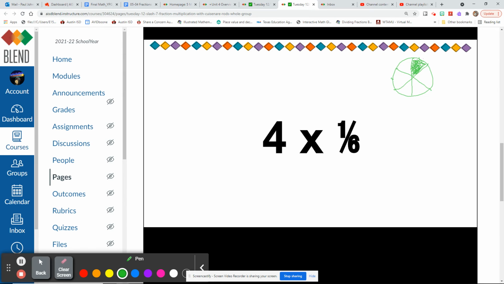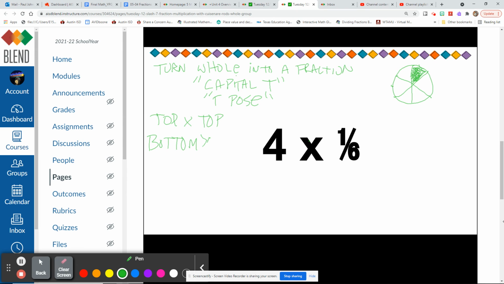All right, I want you to try, first things first, you have to turn the whole number into a fraction, and we'll just call that the capital T, even though you know that is putting the 1 as a denominator to make it a fraction, but we'll call it T-posing. You could also call it T-pose. Okay, anyway, and then top times top, and then bottom times bottom. I'm running out of room to write things.